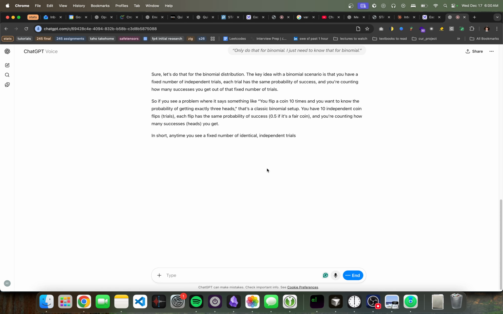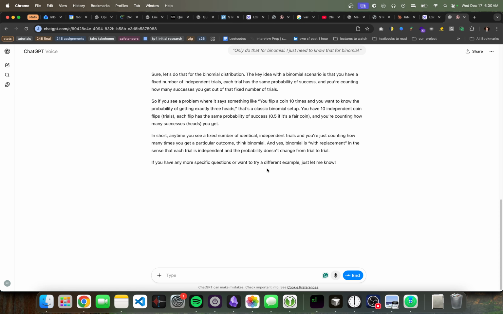In short, anytime you see a fixed number of identical independent trials and you're just counting how many times you get a particular outcome, think binomial. And yes, binomial is with replacement in the sense that each trial is independent and the probability doesn't change from trial to trial. If you have any more specific questions or want to try a different example, just let me know.